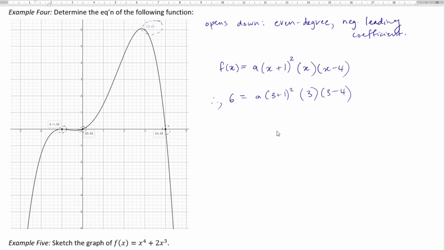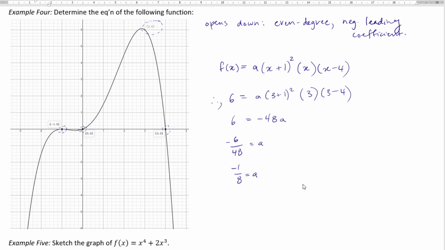All right. And so when I go to evaluate this right here, I get 6 is equal to, looks like I get negative 48 a, right? So 4 squared is 16. 16 times 3 is 48, and 48 times -1 is -48. So a is equal to 6 over -48. Since 6 is a factor of 48, this is just equal to -1 over 8 is equal to a.